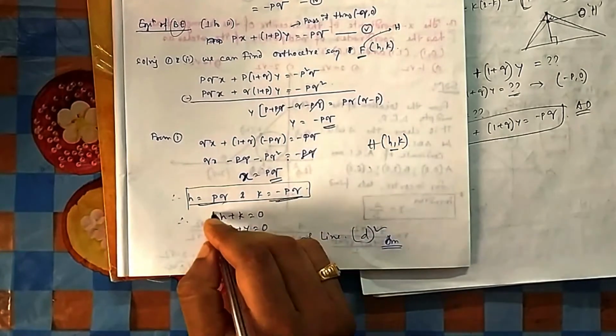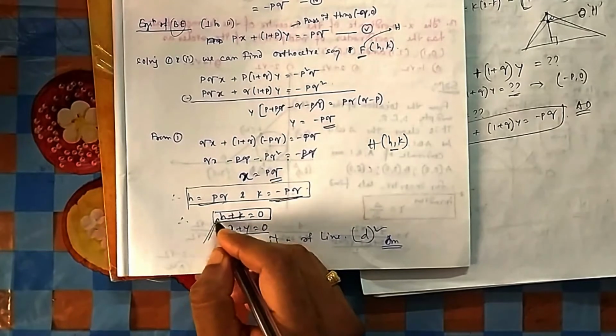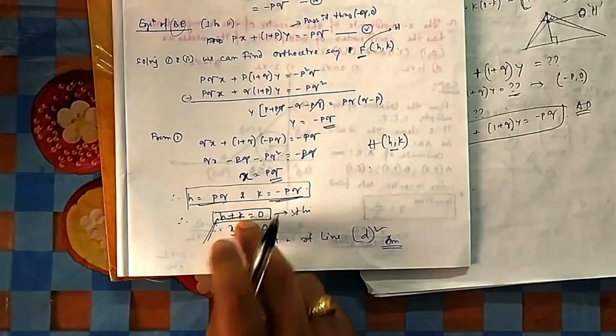So if you add these two, it will be H plus K equal to 0. H plus K means X plus Y equal to 0. Or you can directly, by seeing it also, know that it is a straight line, because it is a linear equation of 1 degree, so it will represent a straight line.